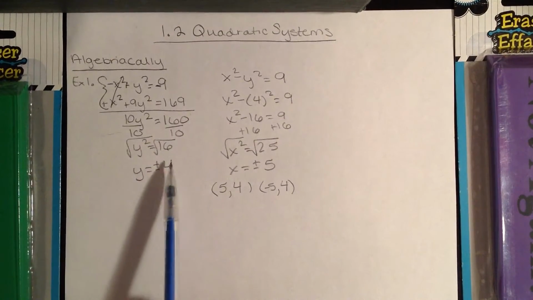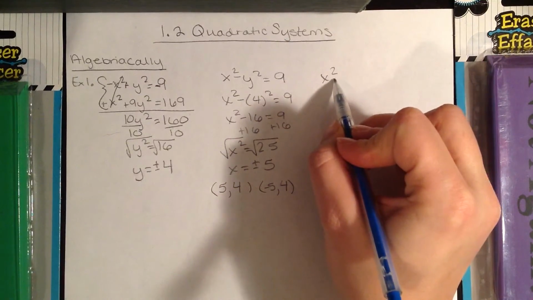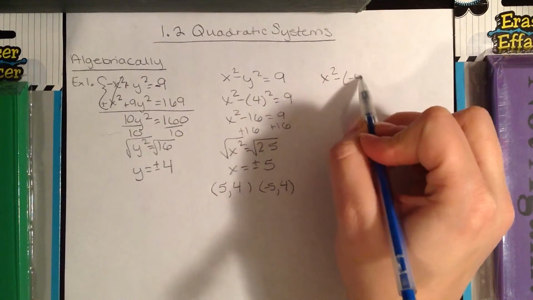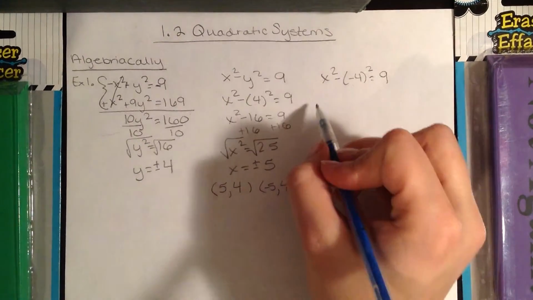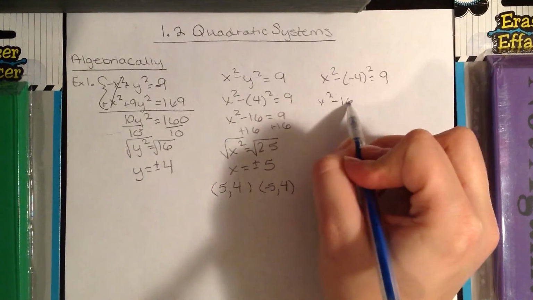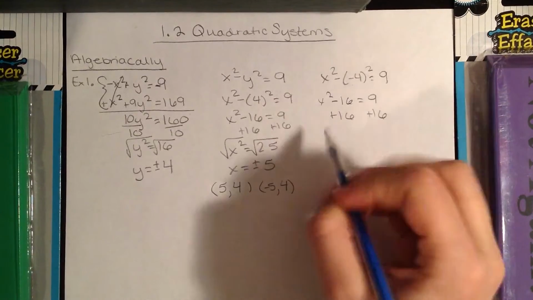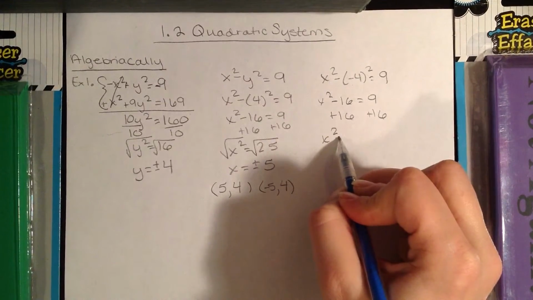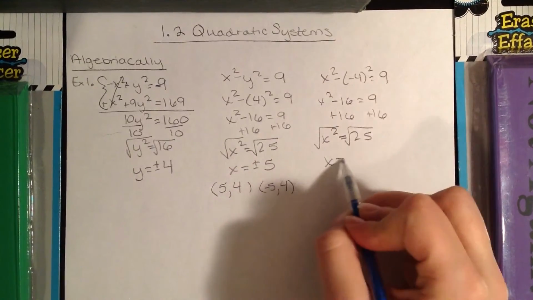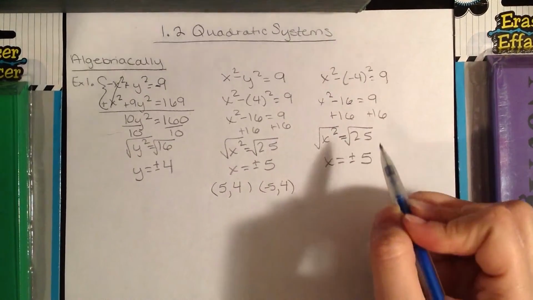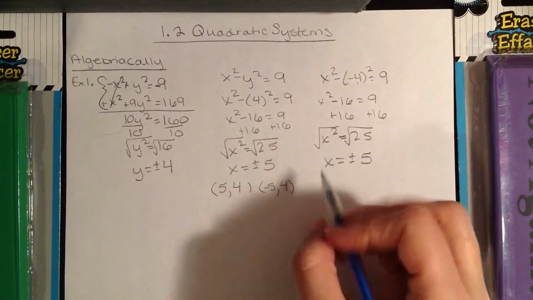Okay, so now I'm going to plug in negative 4. So x squared minus negative 4 squared equal to 9. Well, negative 4 squared is also 16. Alright, so the steps are going to be the same. Add 16. x squared is going to equal 25. Square root both sides. And I've got x equal to plus or minus 5. So therefore, when y is negative 4, x could be positive 5 or negative 5.